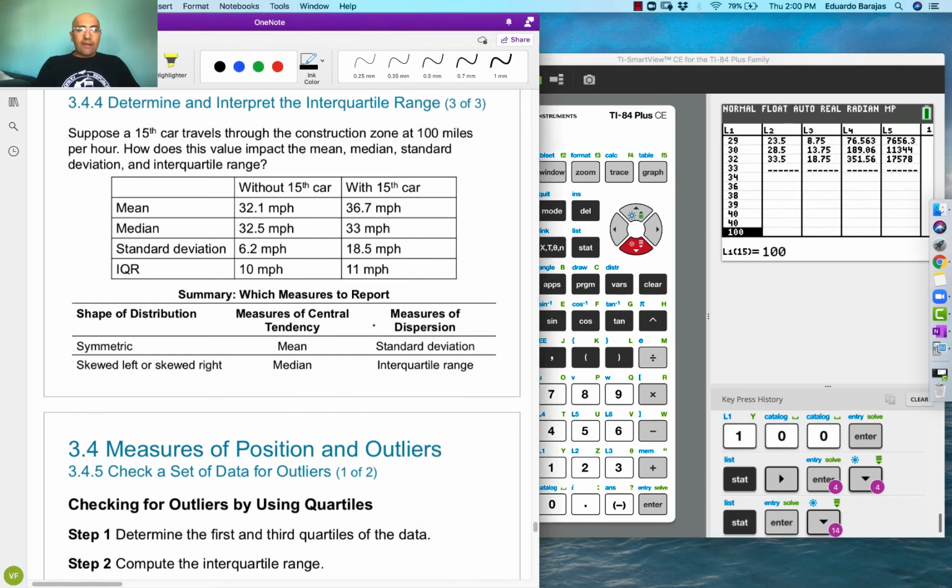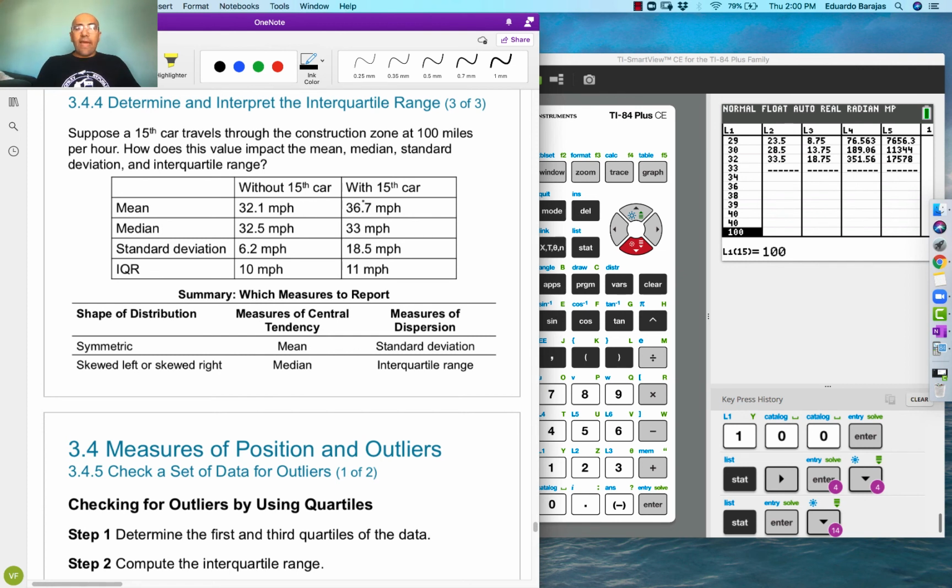And how did that impact things? Well, it dragged everything to the right. Everything is a little bit bigger. The 32 went to 36, the 32.5 went to 33, the 6.2 went to 18.5, and the IQR went from 10 to 11. So remember that the mean is a little bit more sensitive to outliers, to unusually large or unusually small values. So it gets dragged toward a larger number because of the 100.